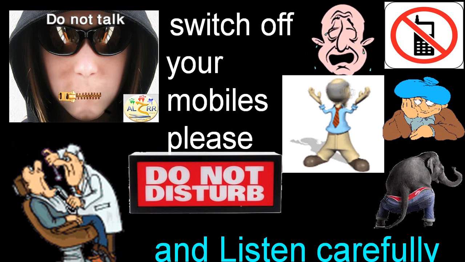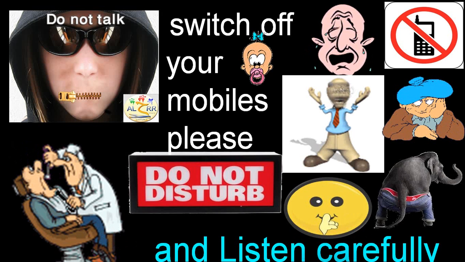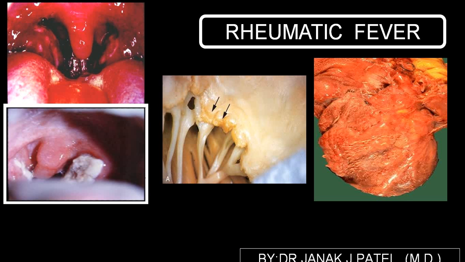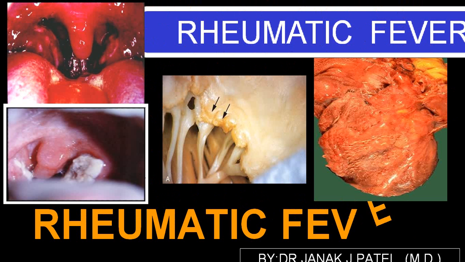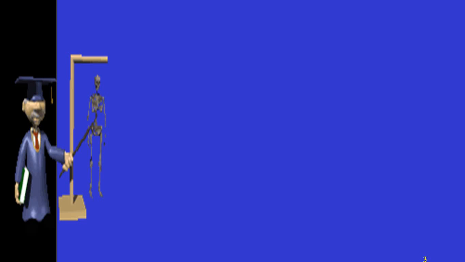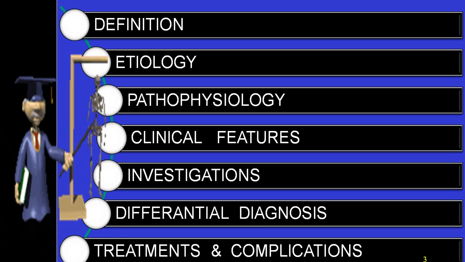Today we'll be discussing one of the very useful topics we call rheumatic fever. These are photographs showing you different criteria which come in rheumatic fever. We'll be talking about all those particular things. Like usual, we'll be discussing definition, etiology, pathophysiology, clinical features, investigations, differential diagnosis, treatment and complications.